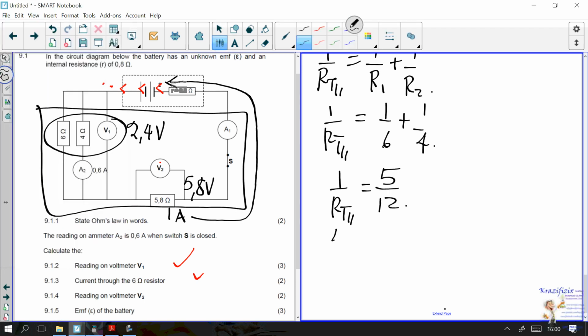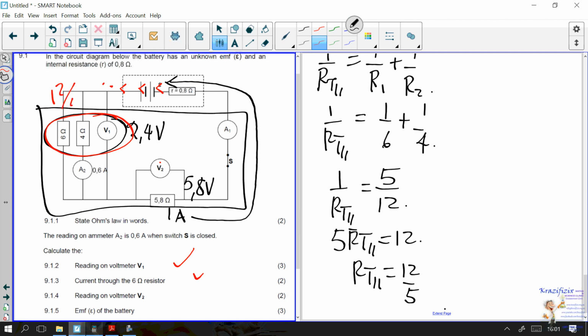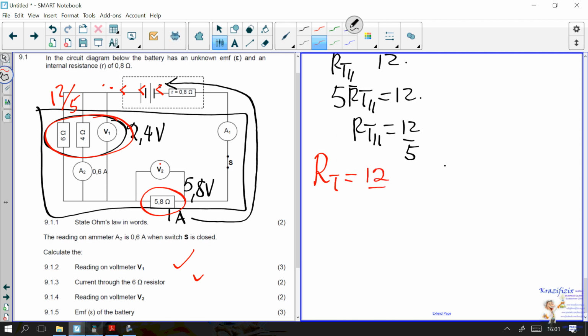But now we're not done. 5 RT parallel equals 12. RT parallel equals 12 over 5. Now, this is my parallel connection, which is 12 over 5. And that is connected in series to my 5.8. So the total resistance is now what? R series is R1 plus R2. 12 over 5 plus 5.8.